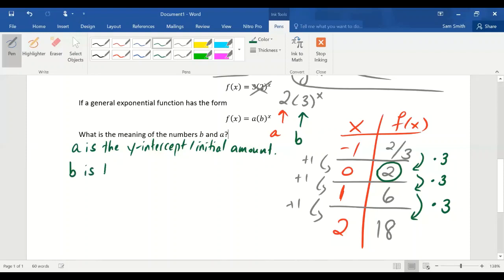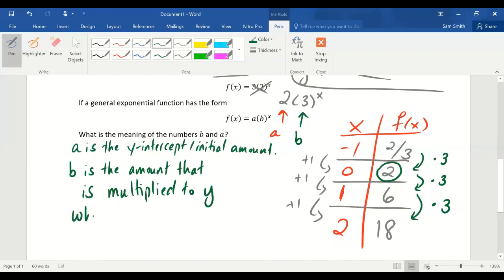B is the amount that is being not added to y, but being multiplied to y whenever x increases by 1. So a linear function, whenever you increase x by 1, the slope is added to that. For an exponential function, whenever x is increased by 1, the base is multiplied to what you had before.